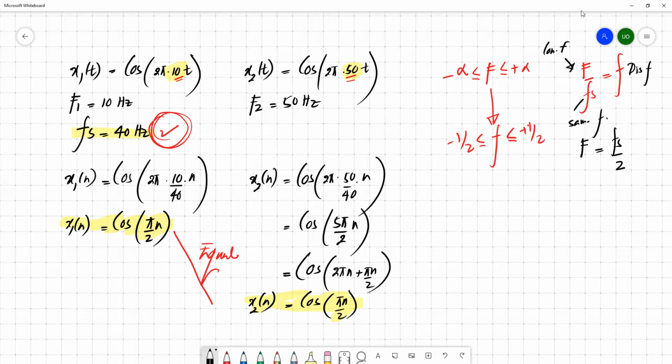This is called the folding frequency. So what do you mean by folding frequency? It means like that. So this is the capital F range, and this is your simple f range.